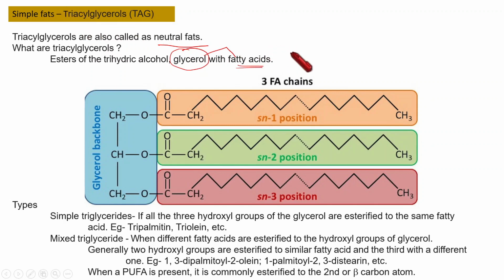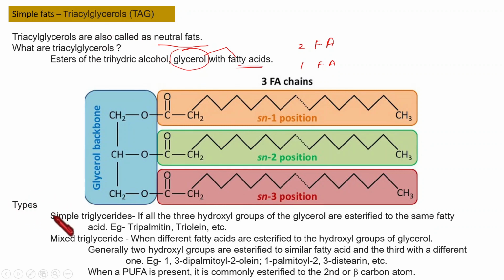If there are only 2 fatty acids, then we can call it a diacylglycerol. If there is only one fatty acid, then we can call it a monoacylglycerol. Anyway, this is the structure of triacylglycerol. We can see the trihydric alcohol glycerol as its backbone, and to this, 3 fatty acid chains are attached. As there are 3 fatty acids, that's why it is called a triacylglycerol.